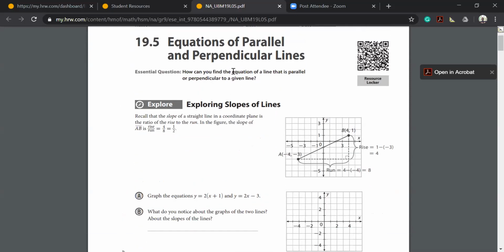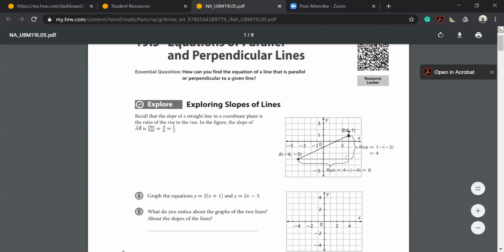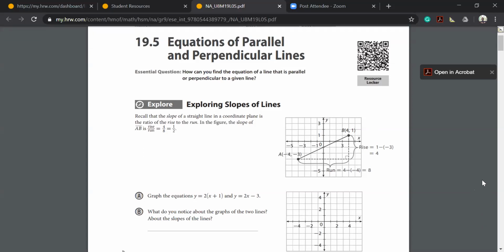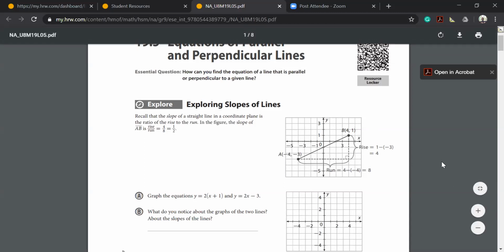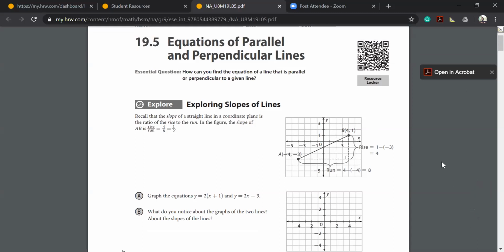How can you find the equation of a line that is parallel or perpendicular to a given line? What is different today from the previous modules when we talked about lines is that this time you will have two lines together on the same graph. Either they are parallel or they are perpendicular. And one of them has a known slope. You are required to use your information about parallel and perpendicular lines to find the slope and the y-intercept of the second line. This is the lesson of today.